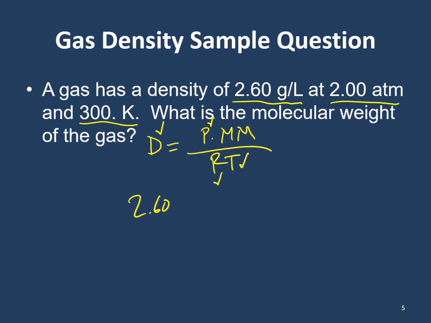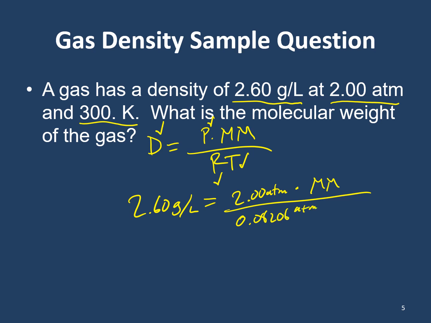So I have 2.60 grams per liter is equal to 2.00 atmospheres times my molar mass of the gas all over 0.08206 atm times liters over moles times Kelvin times 300 Kelvin. And so if we look at some units here, we can rearrange and solve for molar mass, but we already have some units canceling, right? The Kelvins, they're canceling, the atmospheres, they're canceling, and really we just need to get rid of liters so that we can get grams over moles.